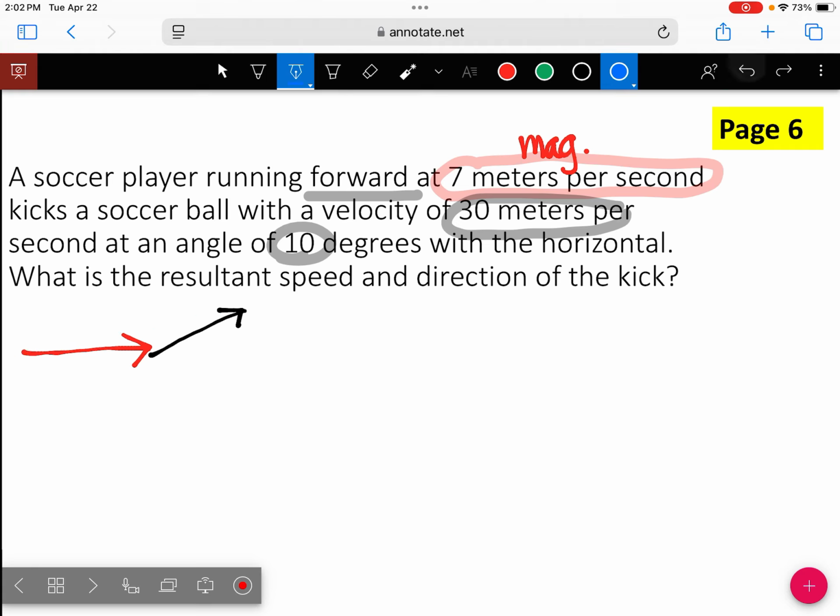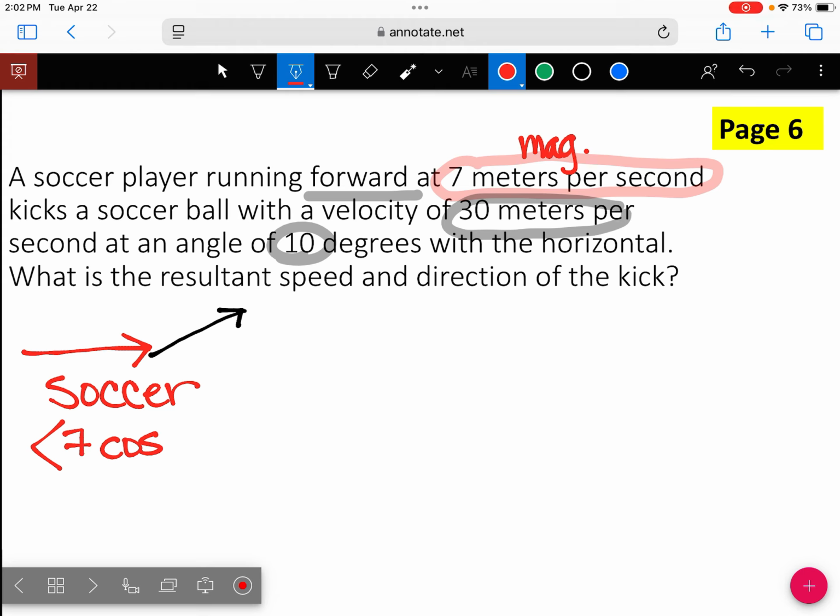All right, so let's talk about the soccer player. They did not tell us his horizontal or vertical component. So I know I have 7 cosine. What do you think the angle is that I'm going to use for the soccer player?